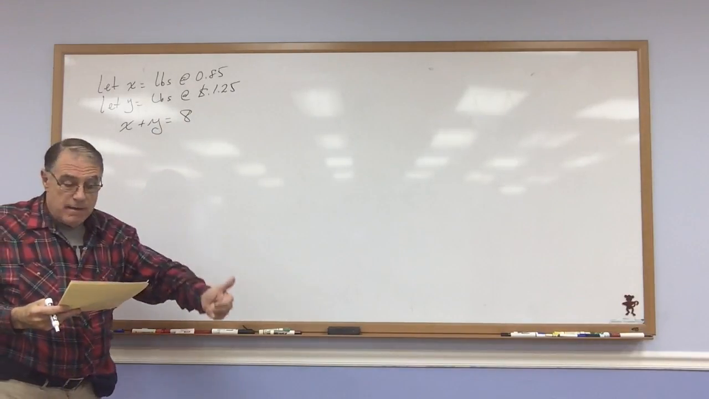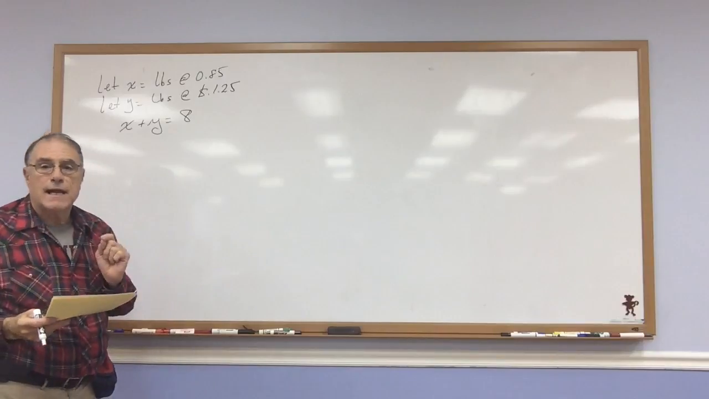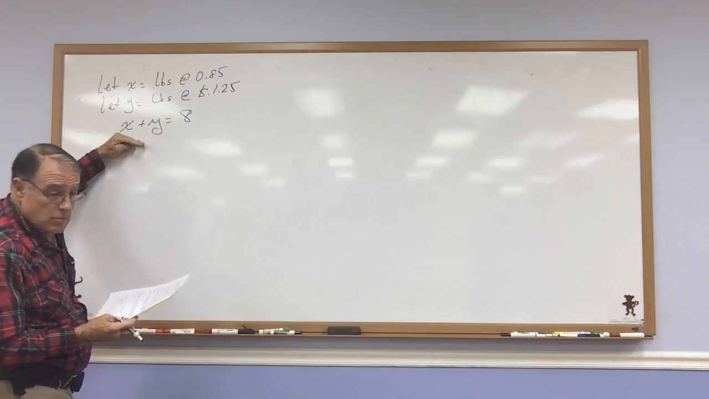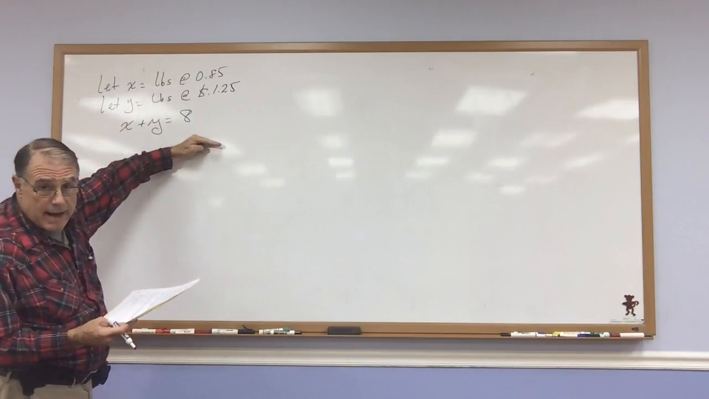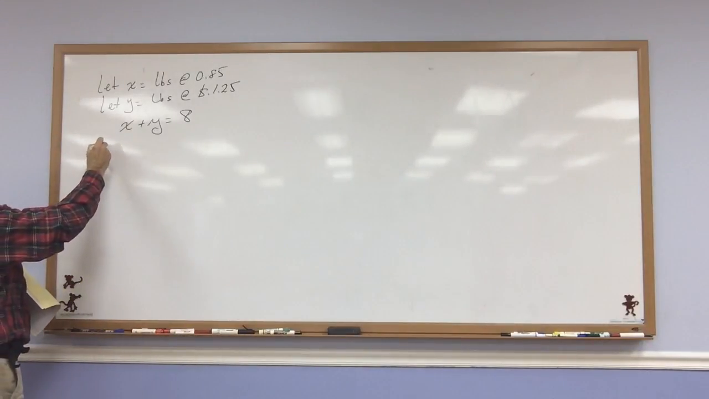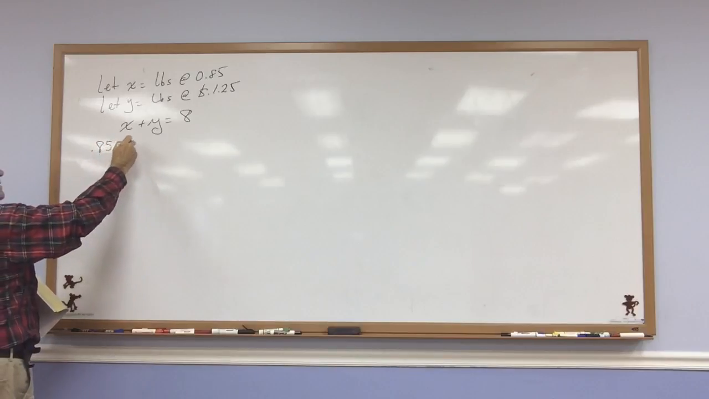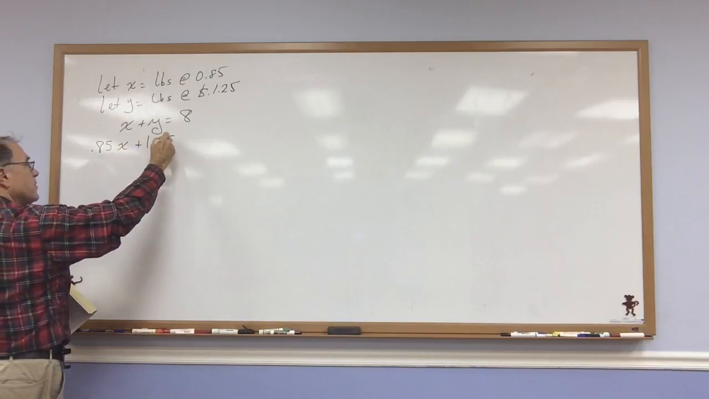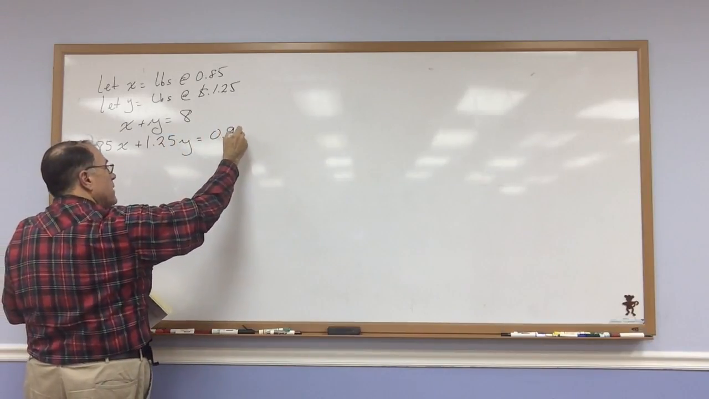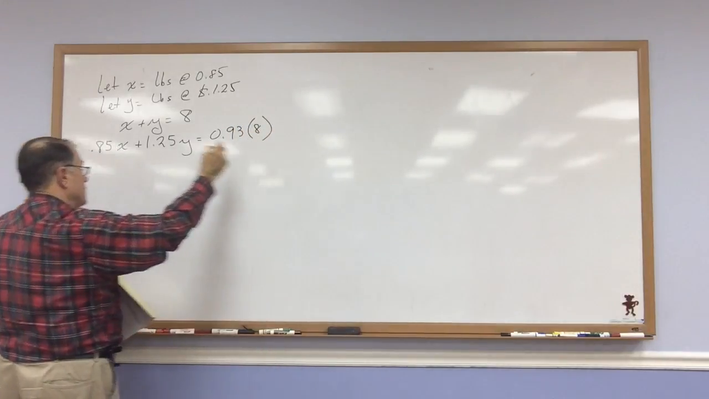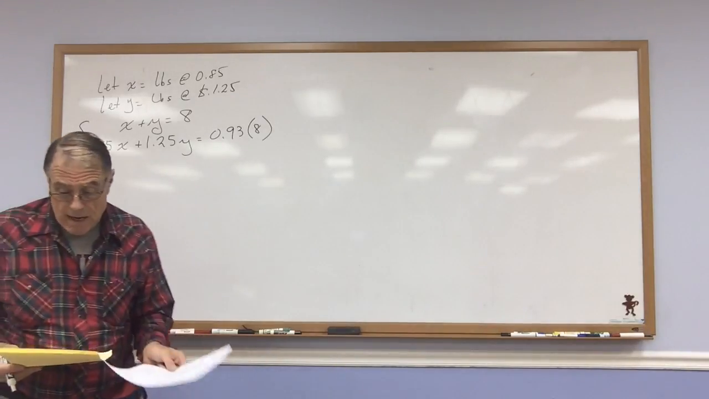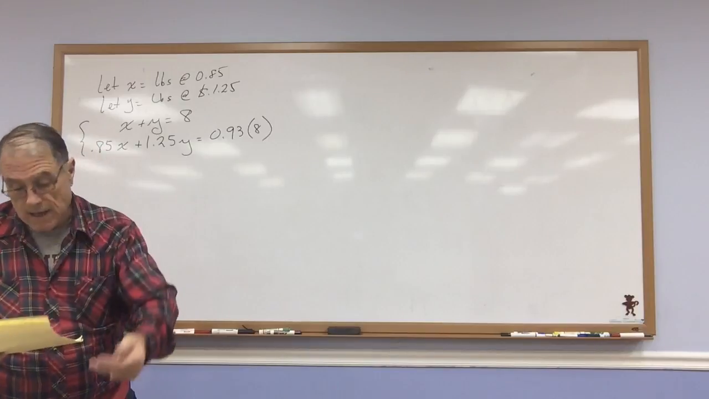Now, I want this mixture to sell for 93 cents per pound. This is the how many equation. How many pounds? Pounds plus pounds equals pounds. And the second is how much money. So 85 cents per pound for X plus $1.25 per pound for Y equals 93 cents per pound for 8 pounds. So here are my 2 equations, and the easiest way to solve these will be to use substitution.